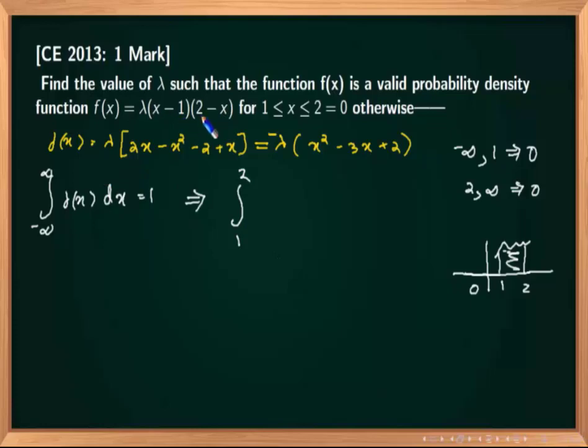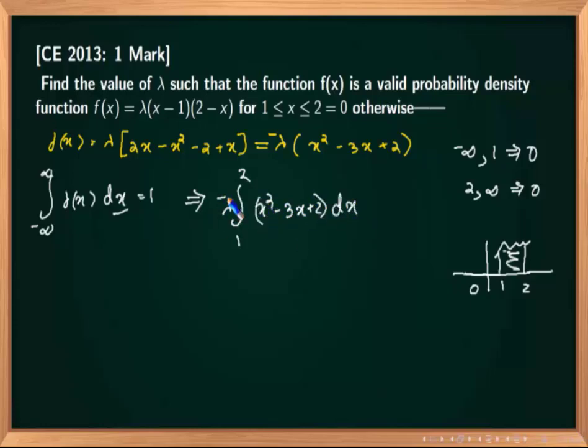Now f of x has a non-zero value in that limit, which is lambda into (x minus 1) into (2 minus x), which is lambda into 2x minus x square minus 2 plus x. So I have taken the minus sign out, which means that this is x square minus 3x plus 2. So I'll write minus lambda outside the integral because I'm going to integrate with respect to x. Lambda is a constant, so naturally I can take the lambda out. So this is the integral of x square minus 3x plus 2 dx.